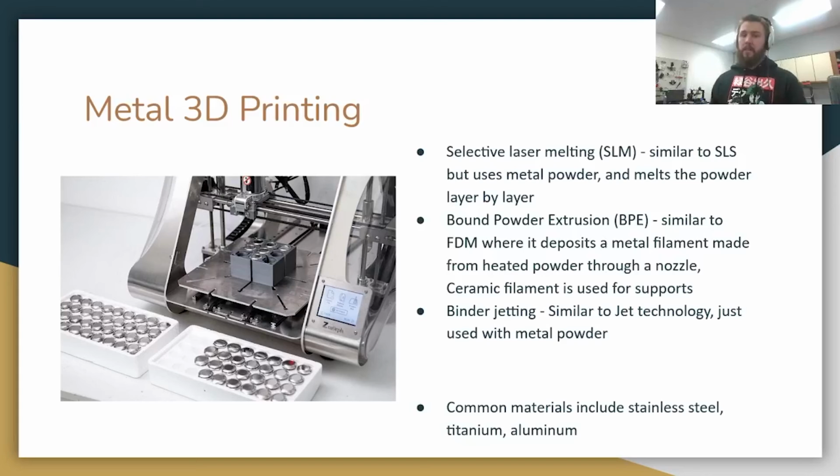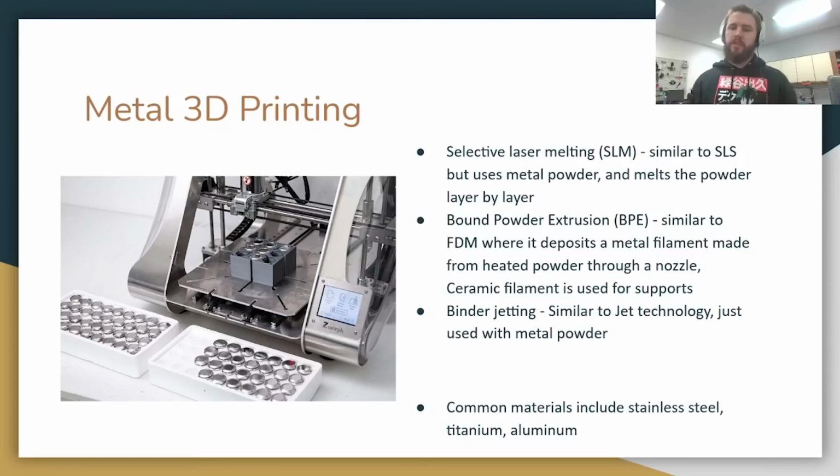All right, let's talk metal 3D printing. This one's always fun because there's so many different ways to 3D print using metal, and selective laser melting is just sintering, but instead of nylon powder, we're using metal powder, and you can use that to create, like, prototype material for car parts, for example.